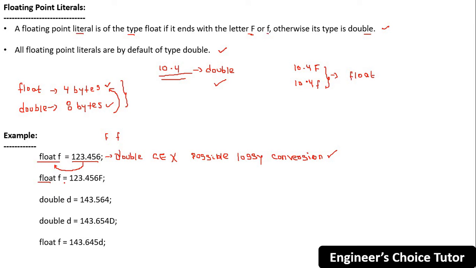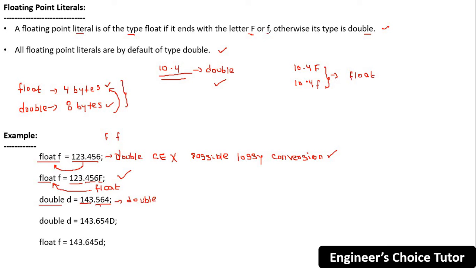Now second example, float f is equal to 123.456f. This time f is there at the end. It means this is of what type? Float type of value. So a float type value we can assign to a float type variable. No issue at all. It is 100% valid. Clear? The next example, double d is equal to 143.564. If f or capital F is not there at the end, it means it is of double type only, because by default all floating point literals are of double type.